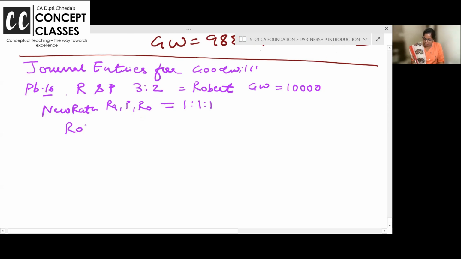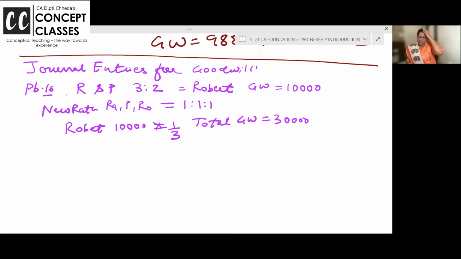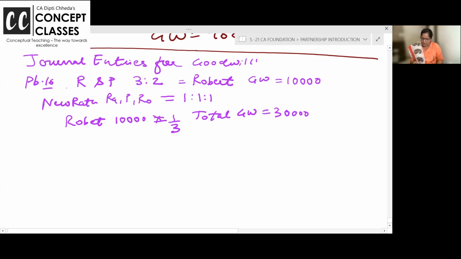Robert has got 10,000 goodwill for 1/3 share. So what is total goodwill? 30,000. Are you all clear? No books, this is the concept I'm explaining from my mind. You also keep writing. Robert has bought 10,000 goodwill for 1/3 share. So can I say total goodwill is 30,000?